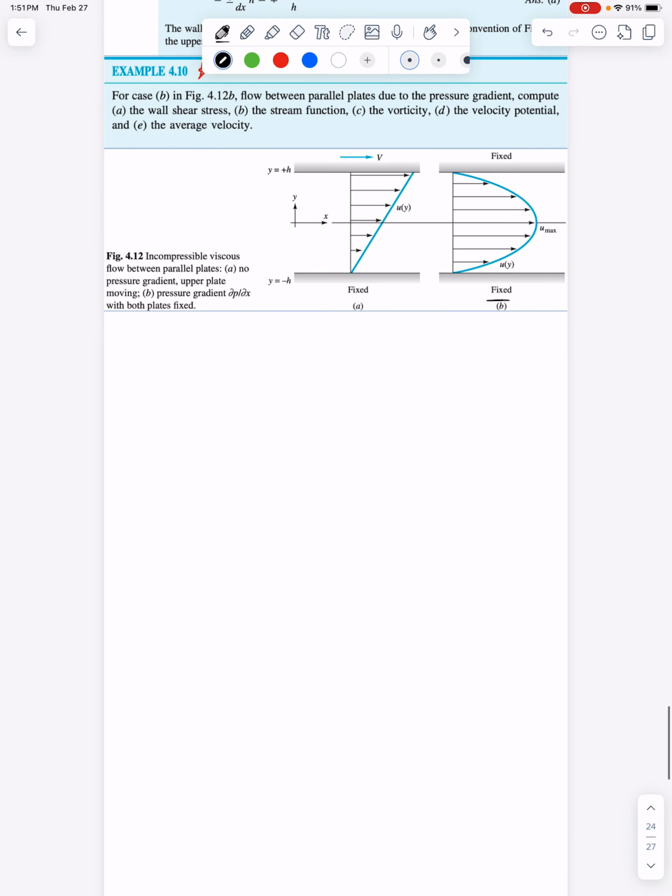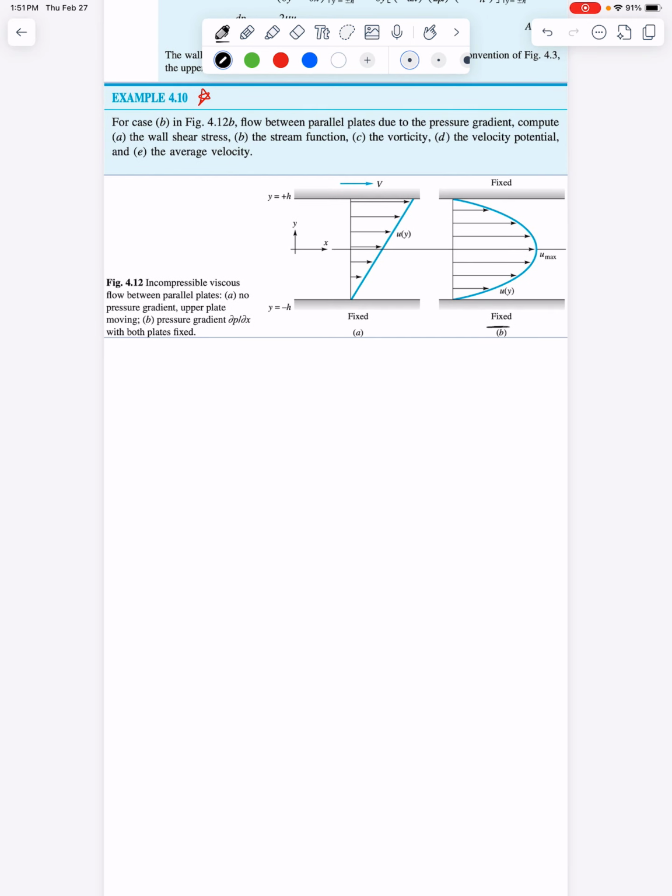Okay. So here it says we're looking back at case B, which is the flow through a pipe, Poiseuille flow. And here, I'm going to basically write down the equation for this. This is pipe flow once again. It is u max multiplied by 1 minus y squared over h squared. In essence, part A, we want to solve for wall shear stress, that is tau of w.